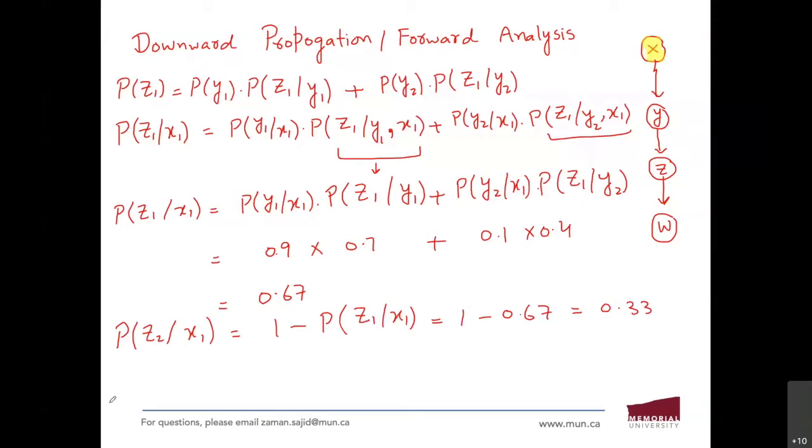Now the next objective is we can find out the probability of W1 given that X1. The same rules apply there. We will use the law of total probability, but in this case we are interested in the probability of W1. So we'll start with the probability of W1. Folks, I will go to the next slide, please.